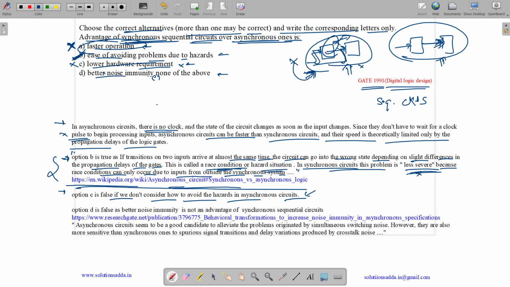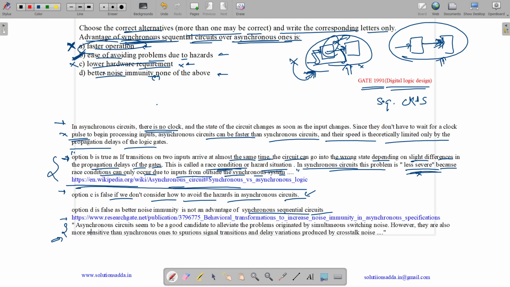Option D, better noise immunity. You can refer to this paper, which is regarding behavioral transformation to increase noise immunity in asynchronous specifications. So option D is false, as better noise immunity is not an advantage of synchronous sequential circuits. You can see this statement, which is taken from the paper.